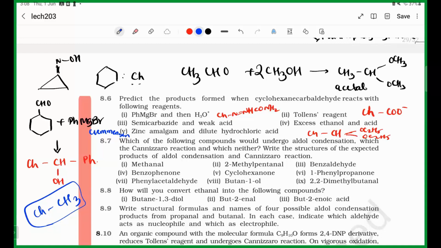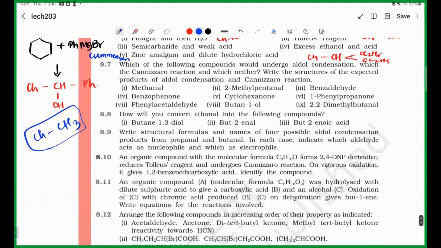Which of the following compounds undergo aldol condensation, which undergo the Cannizzaro reaction, and which neither? Aldol condensation requires compounds which have alpha hydrogens. I think I'll write the expected products for one, after which it should become fairly obvious how to write them for the others.